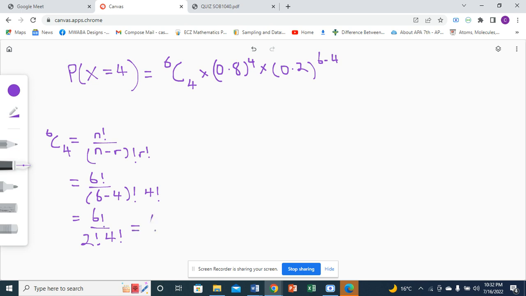Right, which is going to be 6 factorial. So the 6 times 5 times 4 factorial. So we get rid of this 4 factorial. These two cancel. Then we remain with 2 factorial in our denominator, which is 2 times 1. Right, so we have 30 divided by 2. That gives us 15.